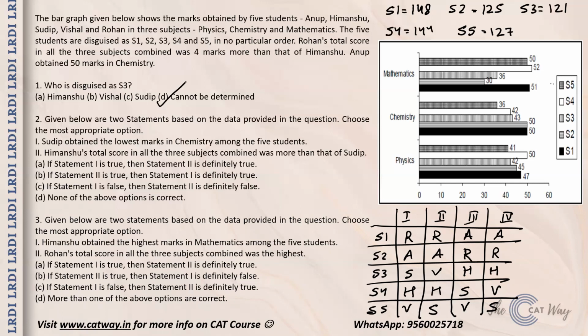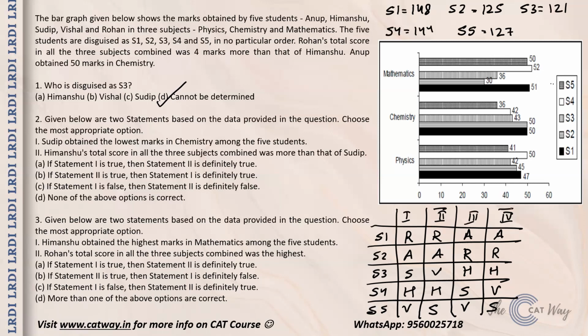Coming to question number 2. So question number 2 is that given below are 2 statements based on the data provided in the question. Choose the most appropriate option. Okay. So Sudeep obtained the lowest marks in chemistry among 5 students. So if you look at chemistry, the lowest marks was obtained by S5. So that means we are taking Sudeep as S5, so we are talking about case 2 or case 4.